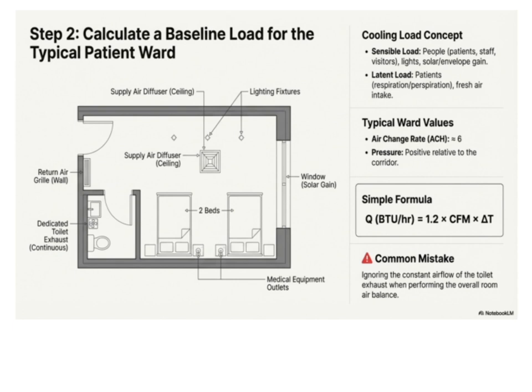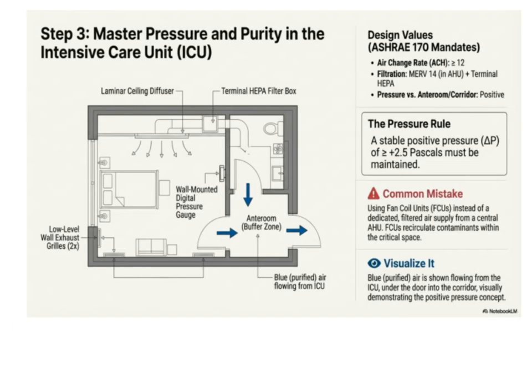Let's talk about the specific requirements for ICU air quality and pressure management. First, the ACH, or air changes per hour, must be at least 12. This ensures rapid removal of contaminants and maintains a clean environment. In addition, the filtration system needs to include MERV 14 filters combined with HEPA filtration, which is crucial for capturing very small particles, including infectious agents.